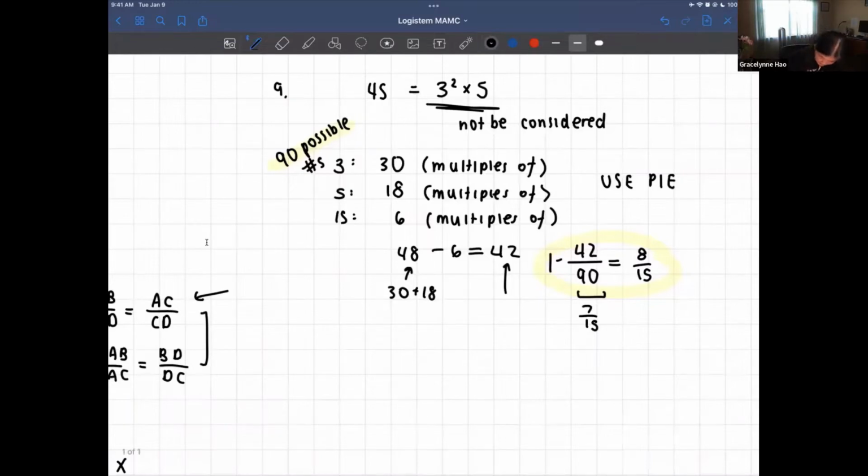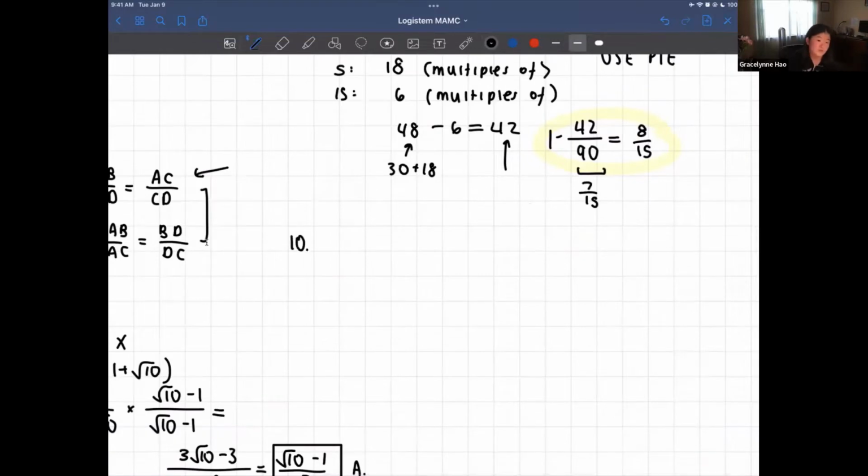Okay, now moving on to number 10. 10 reads, Herman goes on a 200-mile road trip. He drives at S1 miles per hour for the first 100 miles. Then he drives at S2 miles per hour for the next 100 miles. He arrives at his destination 4.8 hours after he starts driving. If S1 plus S2 equals 80, what is S1 times S2?